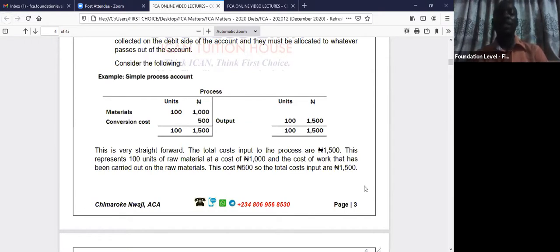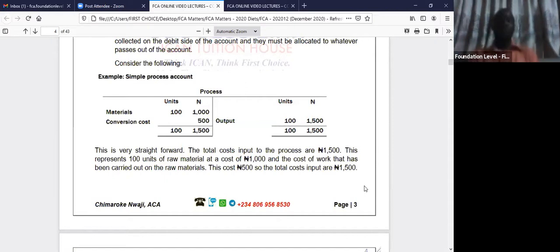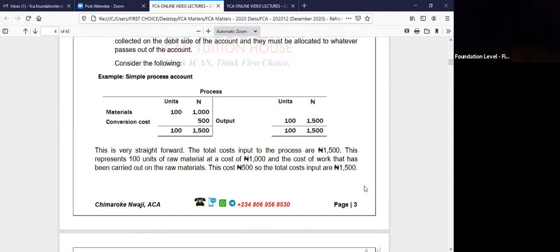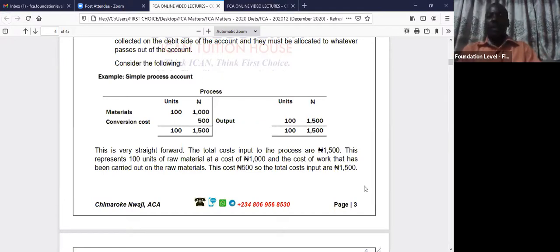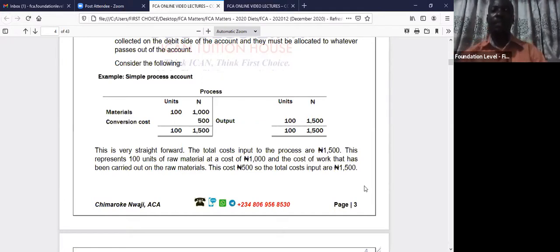Now, in this case, there are no losses. What you put in the beginning was what you got at the end. And the value of the output is the value. Okay, sorry for that. So the value at the beginning is going to be the value at the end. And that's straightforward.